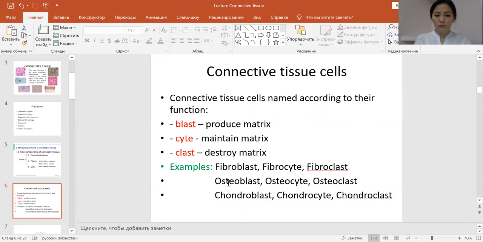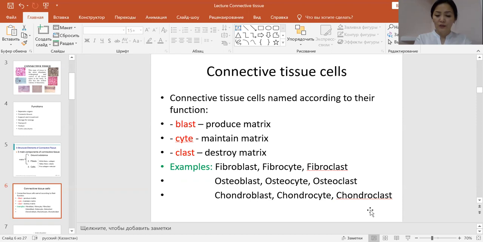Function of osteoblasts: they produce bone. Osteocytes maintain bone. Osteoclasts can destroy bone. Next example: chondroblast, chondrocyte, and chondroclast. According to this classification, these three groups of cells are the cells of cartilage. Chondroblasts produce matrix of cartilage, chondrocytes maintain matrix of cartilage, and chondroclasts can destroy matrix of cartilage.